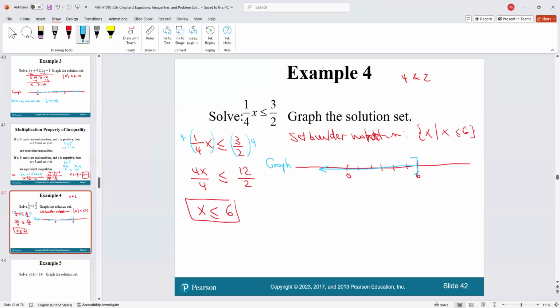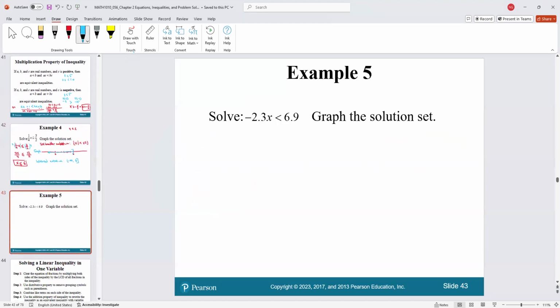Or if you want, you can use interval notation. Different ways to express exactly the same thing. In interval notation, we're going to have negative infinity and 6 bracket. We never close on infinity, so that never happens. Another example is very quick. Oh, this is what I was talking about.